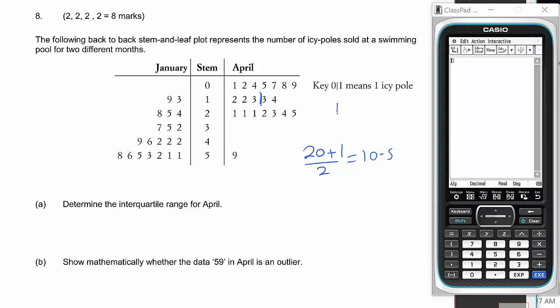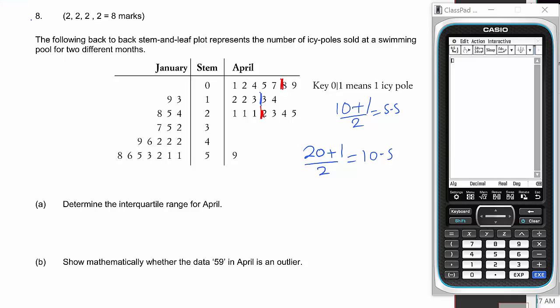So we have 10 pieces of data in each list. 10 plus 1 divided by 2 is 5.5. We need to be between the 5th and 6th pieces of data. 1, 2, 3, 4, 5. So in this gap here. And 1, 2, 3, 4, 5. So that's in this gap here.